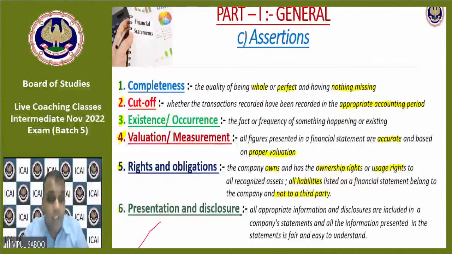Then the last is presentation and disclosure. All appropriate information and disclosures are included in the company statements, and all information presented is fair and easy to understand. It should be in a legible format as per the law or as prevailing in your country, and it should be easy to understand. So, 6 kinds of assertions. These assertions apply to each and every item. The chapter is audit of items of financial statements. So we are going to check each and every item of the financial statements on the ground of these 6 assertions: completeness, cutoff, existence or occurrence, valuation, measurement, rights and obligations, presentation and disclosure. This is the foundation of audit of items of financial statements.